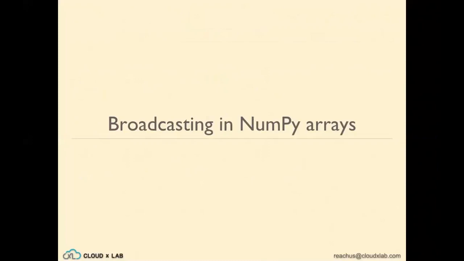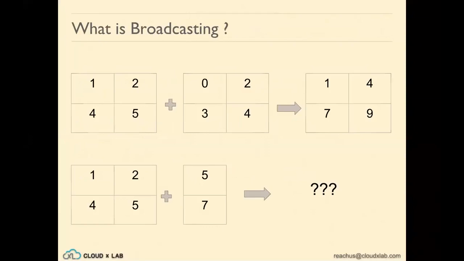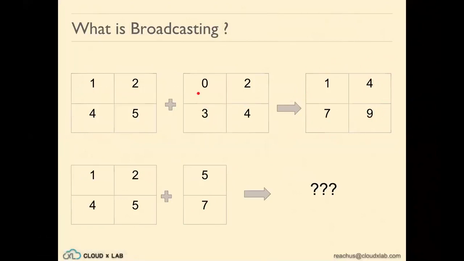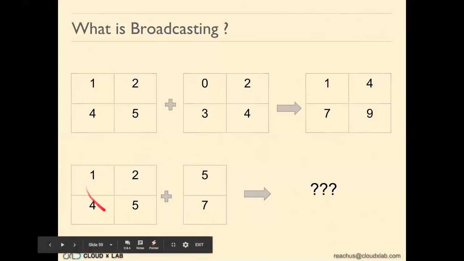Okay. Now, this one is clear: when we add two arrays like 1, 2, 4, 5, this is one two-dimensional array, this is another two-dimensional array, and we are adding these. So what's happening is 1 is getting added to 0, 2 is getting added to 4, 4 is getting added to 3, 5 is getting added to 4, right? So the result is basically element by element addition between the two arrays. Right? Now, question to all of you is, what happens in this case?